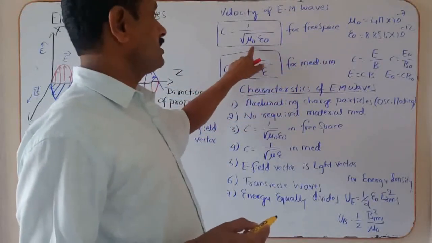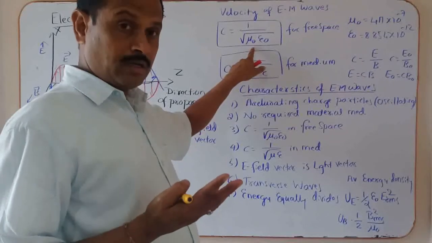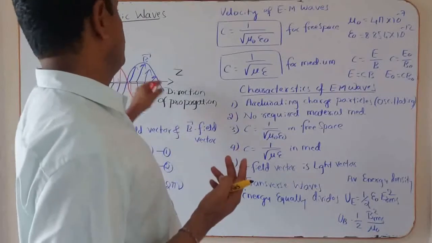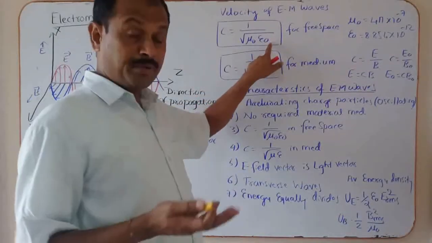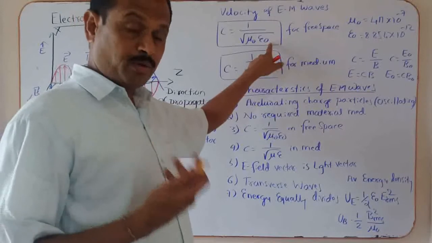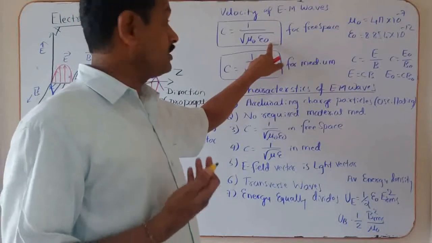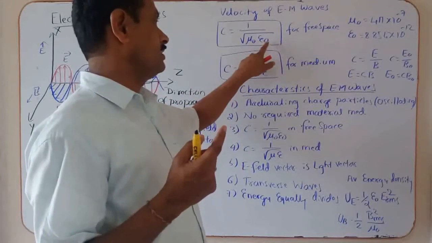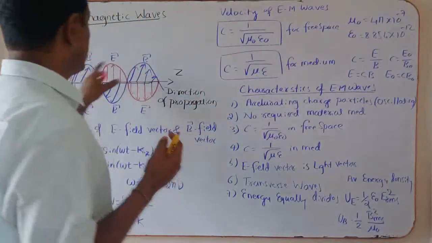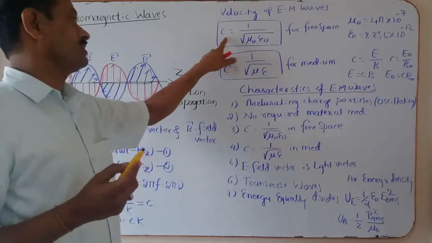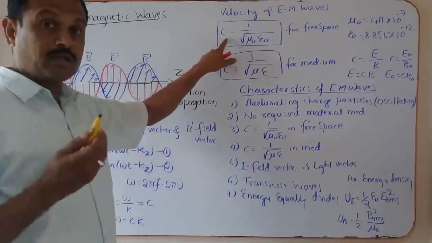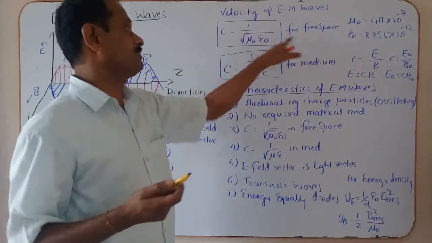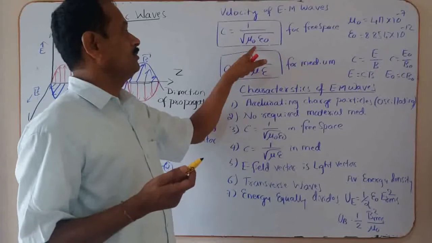Now mu naught is the permeability of free space, which gives the response of the medium to the magnetic field vector. Epsilon naught is the permittivity of free space, which gives the response of the medium to the electric field vector. Both electric field vectors and magnetic field vectors are there in electromagnetic waves. Therefore, according to Clerk-Maxwell, you get the expression for the velocity of the electromagnetic wave in free space: c is equal to 1 upon root of mu naught into epsilon naught.